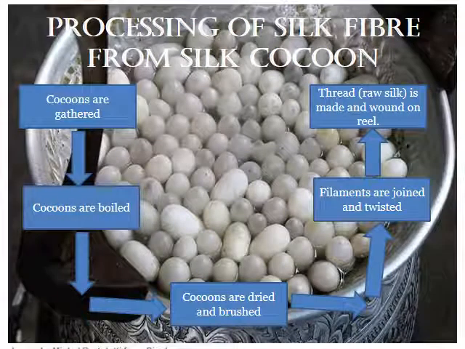Now the processing of silk fiber from silk cocoon. First of all, the cocoons are gathered. Then these cocoons are boiled. By boiling these cocoons, the insect is killed and also the gummy substance which holds the thread is removed. These cocoons are then dried and brushed. After this process, the filaments which are obtained from cocoons are joined and twisted together. The thread so obtained is called raw silk, which is made and wound on a reel.